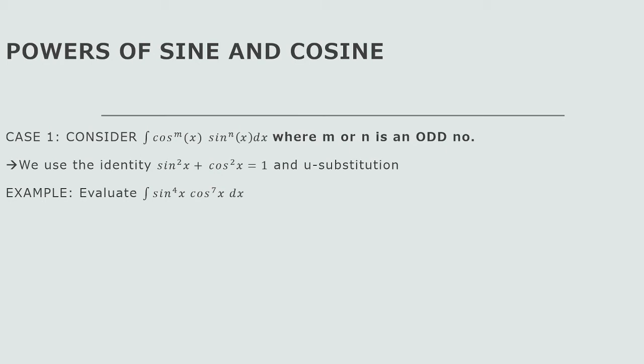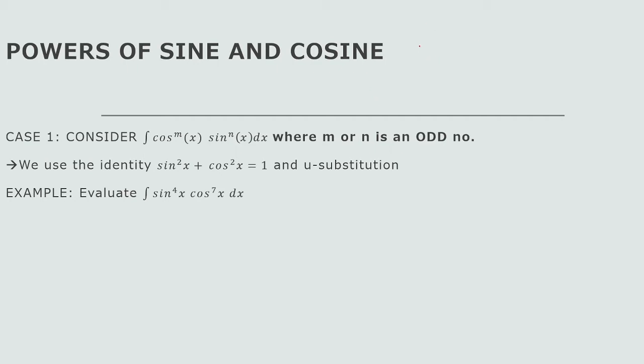In powers of sine and cosine, case 1 is the integral of cosine to the power of m of x times sine to the power of n of x dx, in which m or n, take note of the word or, is an odd number. So if one of the exponents, either m or n, is an odd number, then we can use the identity sine squared x plus cosine squared x is equal to 1, and then we are going to use what we have learned, which is the u substitution.